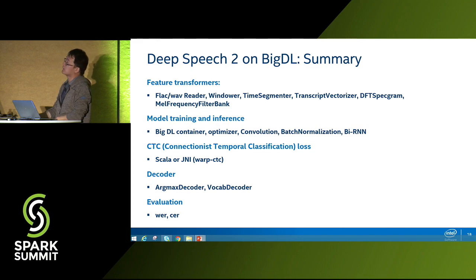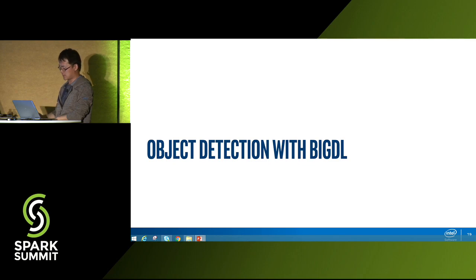So, summary. We basically build the whole thing on the Spark ML pipeline, and we build the feature transformers, and we build the model with BigDL. And in BigDL, we also implemented the CTC function, decoder, and evaluation. So here you got your whole pipeline for building a speech recognition system. And okay, that's for speech recognition.